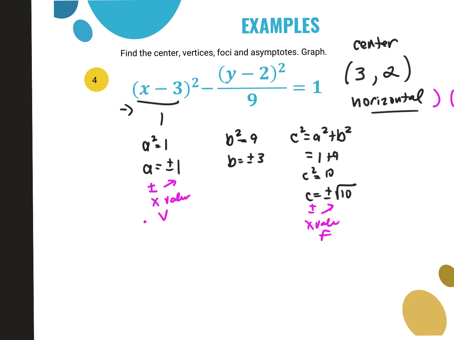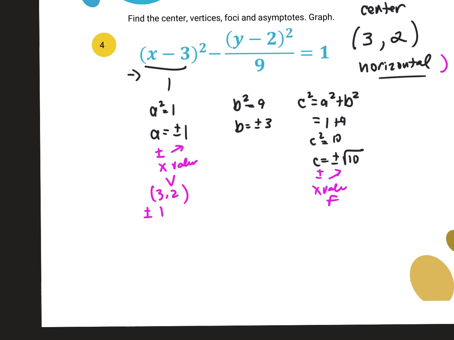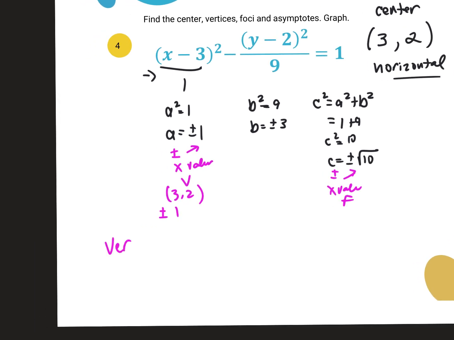So I'm going to say my center here is at (3, 2). So I'm going to add and subtract 1 to my x value. So my vertices are going to be at 3 plus 1 is (4, 2), and 3 minus 1 is (2, 2). Those are going to be my vertices.